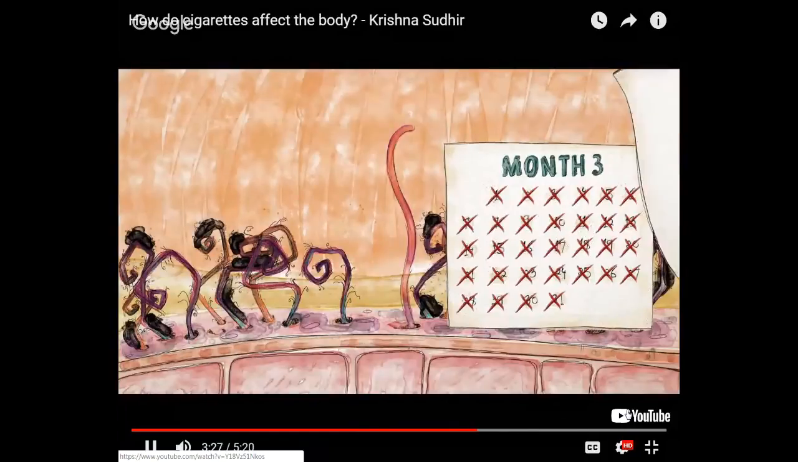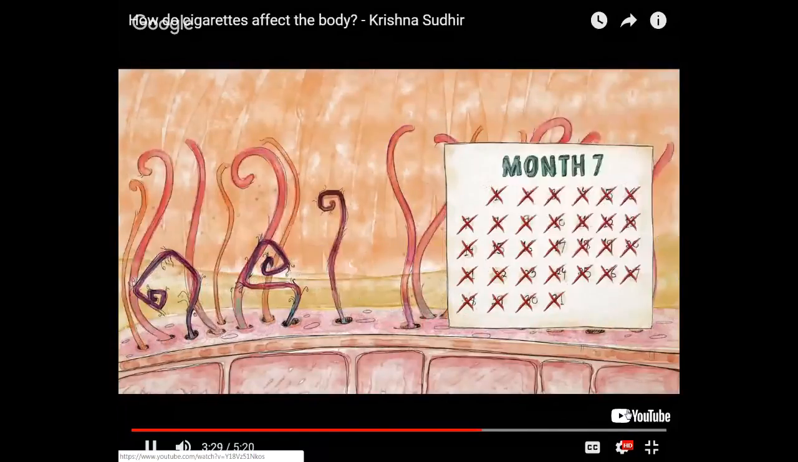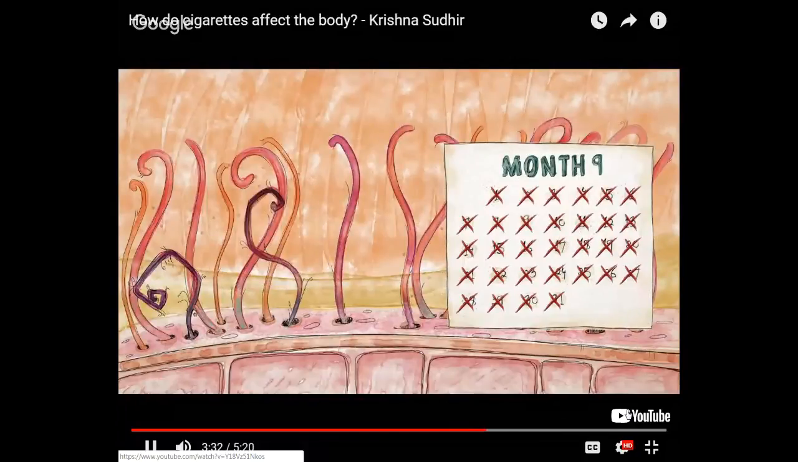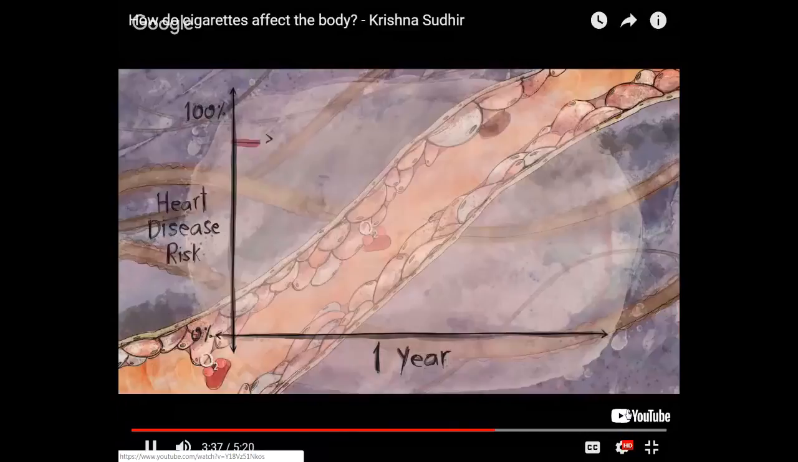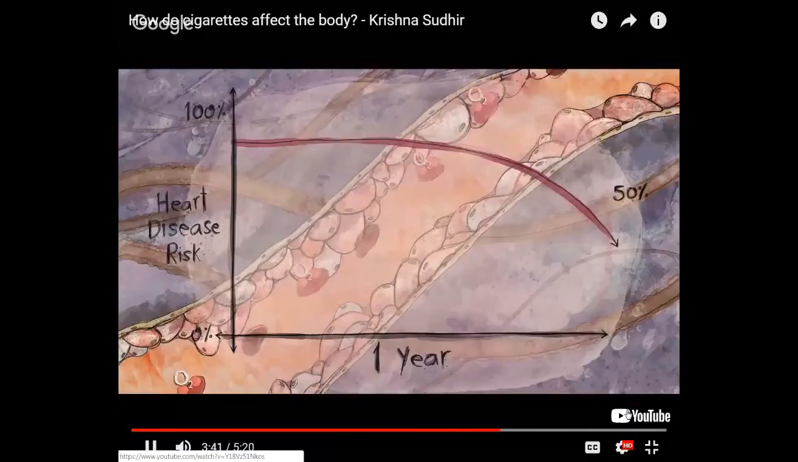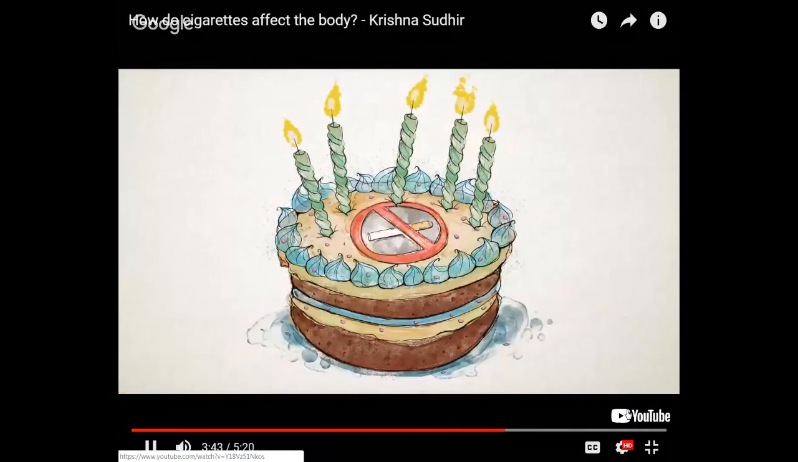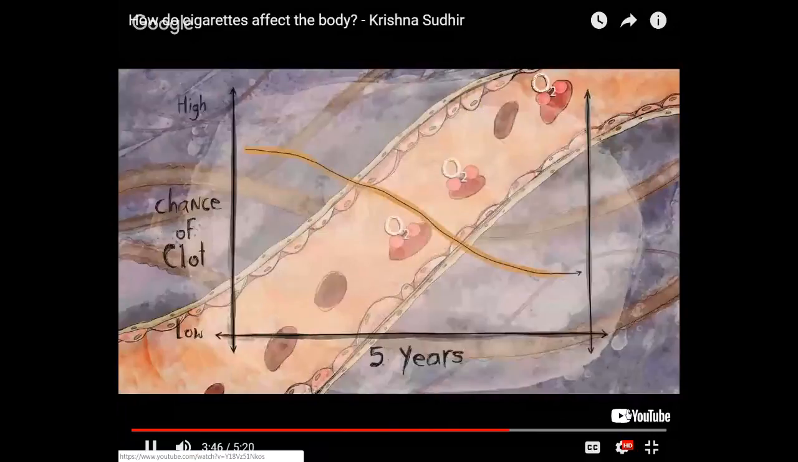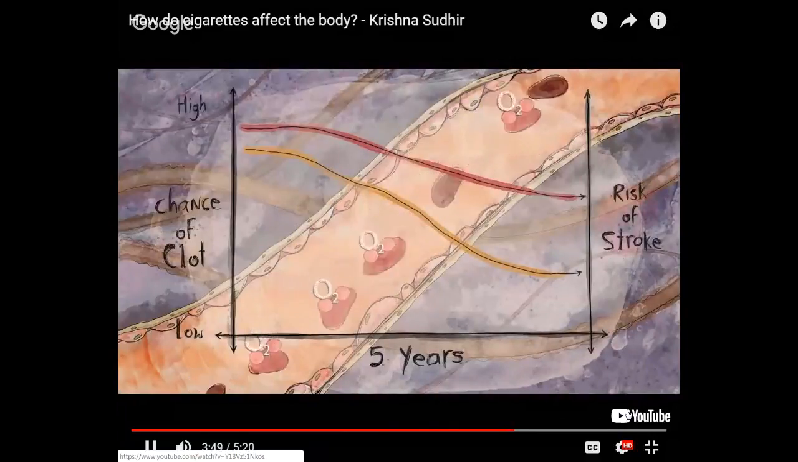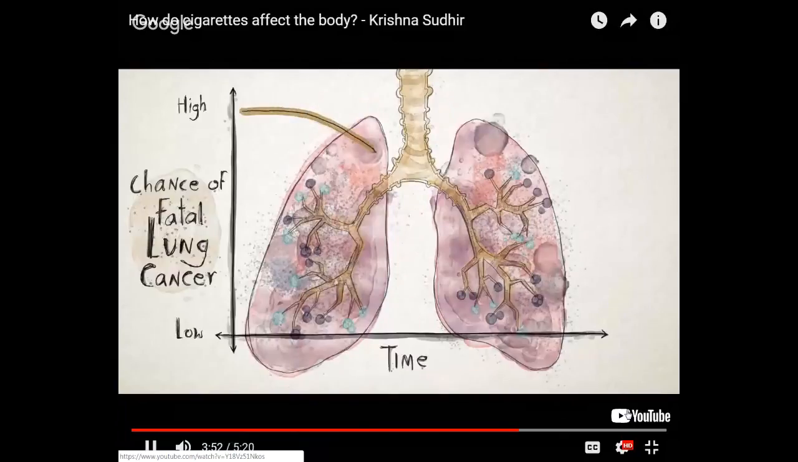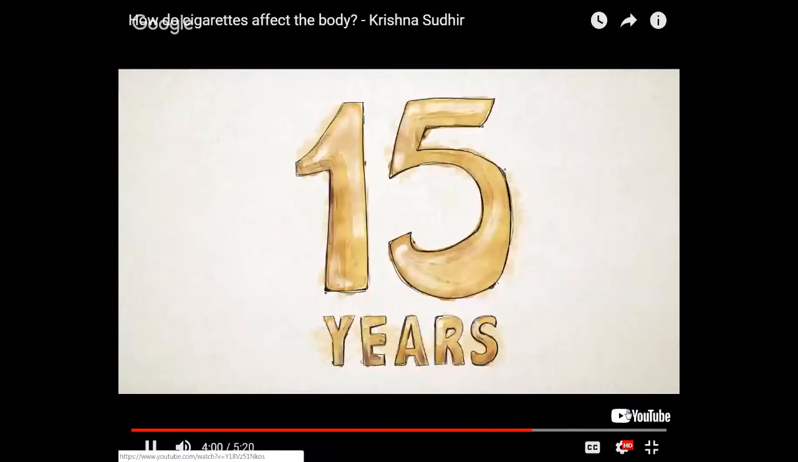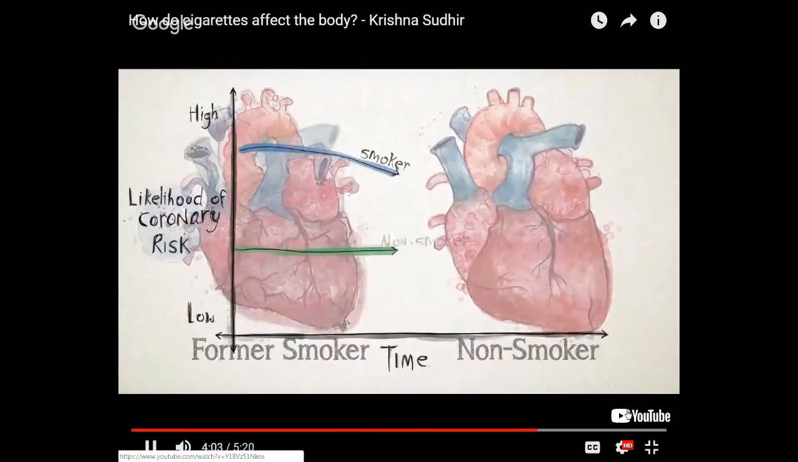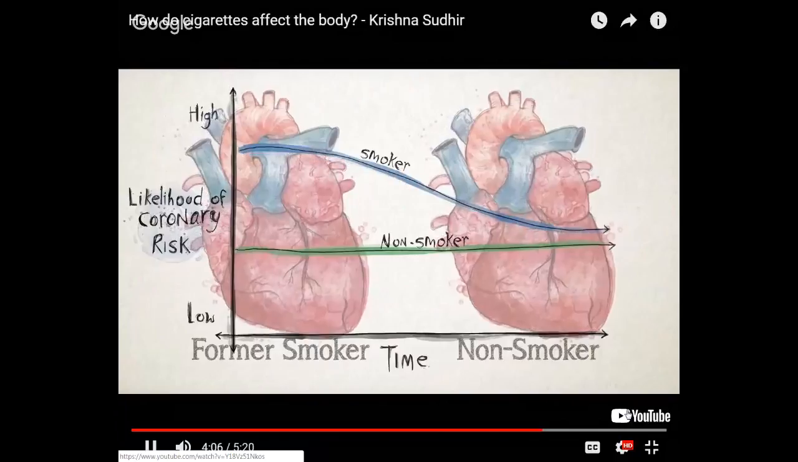The delicate, hair-like cilia in the airways and lungs start recovering within weeks and are restored after 9 months, improving resistance to infection. By the 1-year anniversary of quitting, heart disease risk plummets to half as blood vessel function improves. 5 years in, the chance of a clot forming dramatically declines, and the risk of stroke continues to reduce. After 10 years, the chances of developing fatal lung cancer go down by 50%, probably because the body's ability to repair DNA is once again restored. 15 years in, the likelihood of developing coronary heart disease is essentially the same as that of a non-smoker.